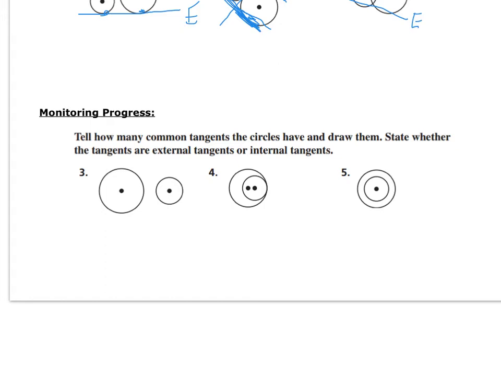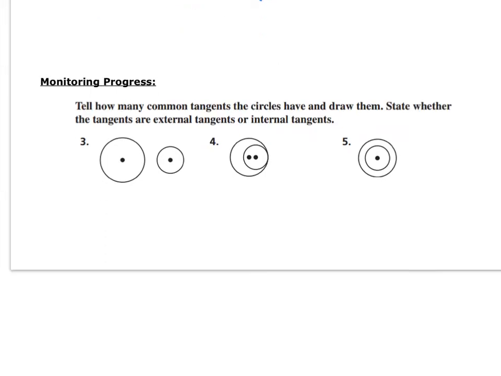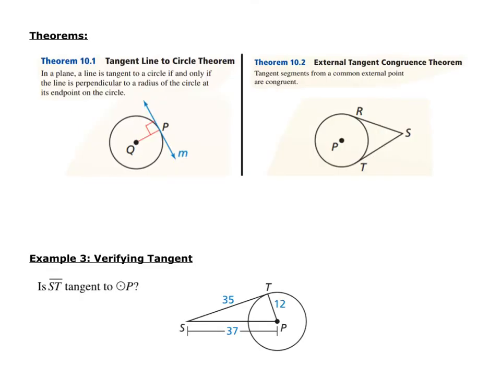Alright, so we're going to go ahead and skip 3, 4, and 5 to the next. This is really the meat of the lesson to me, besides the first page where we defined our chords and our secant lines and that kind of stuff, but is what a tangent line does. There's two theorems here, and these are things that you need to refer to a bunch whenever you do your homework.